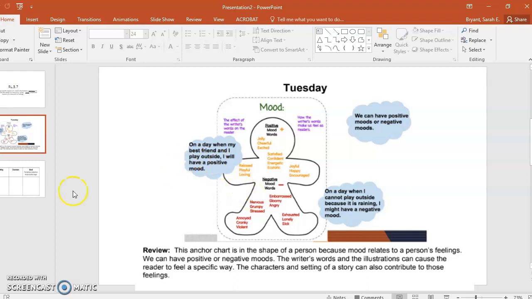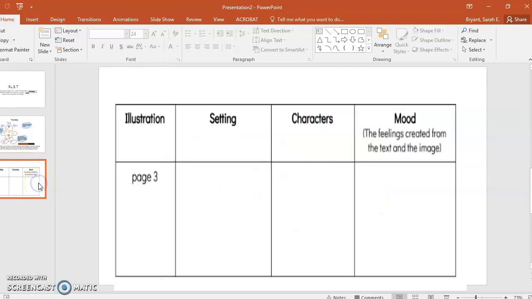So as we read today in our story, we're going to be filling out this chart here. We're going to be looking at the illustration, the setting, the characters, and the mood. So I want us to be thinking about those three things as we read today. Where does the story take place? What is the character doing and how are they feeling? And what feelings are created from the text and picture at the end?